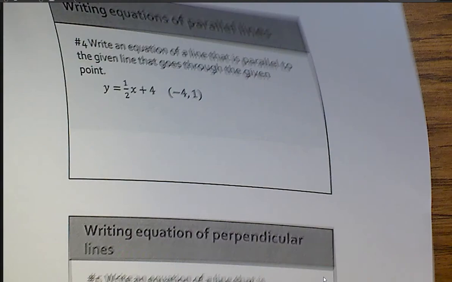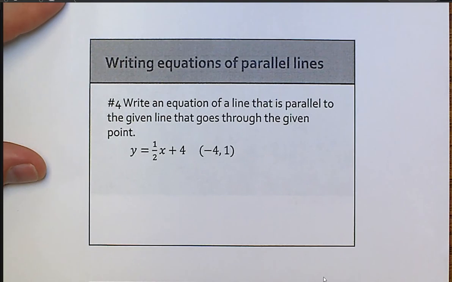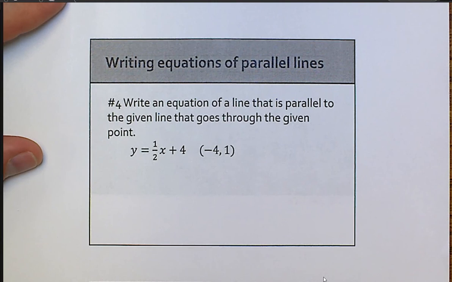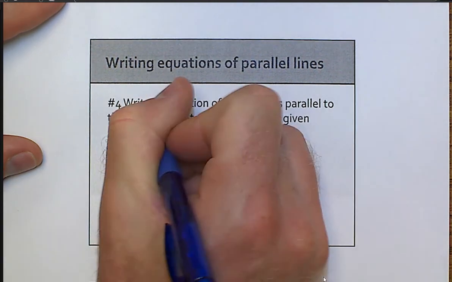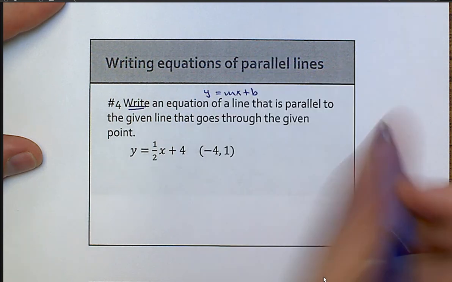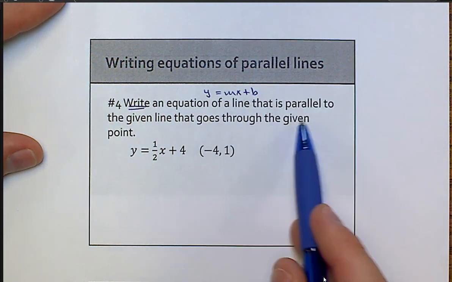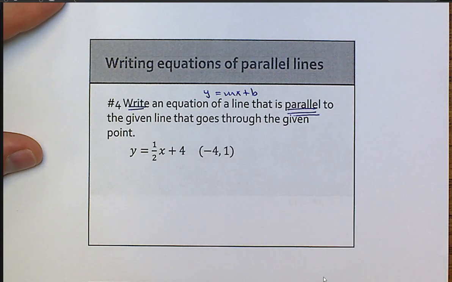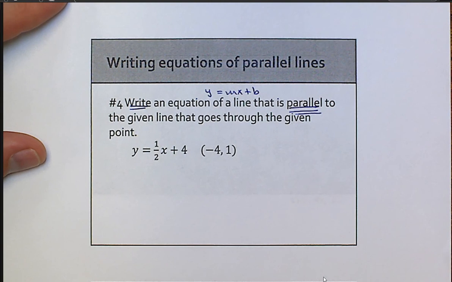Number 4 says, write an equation of a line. So you have to write an equation of a line, which means y equals mx plus b, that is parallel to the given line and goes through the given point. These are usually the hardest problems that Algebra 1 and geometry students struggle with the most.